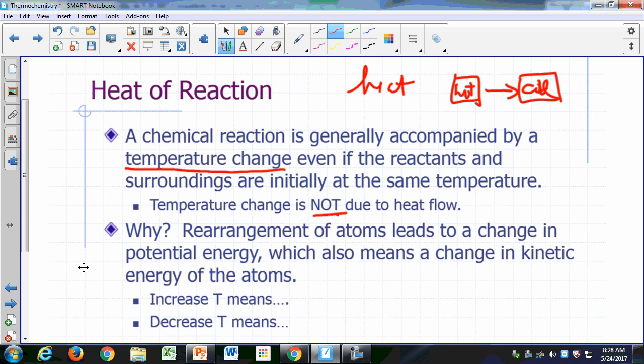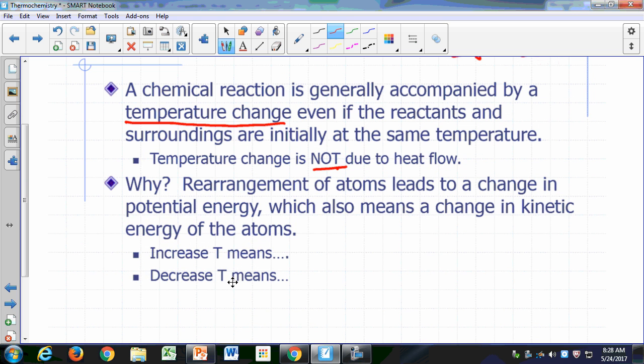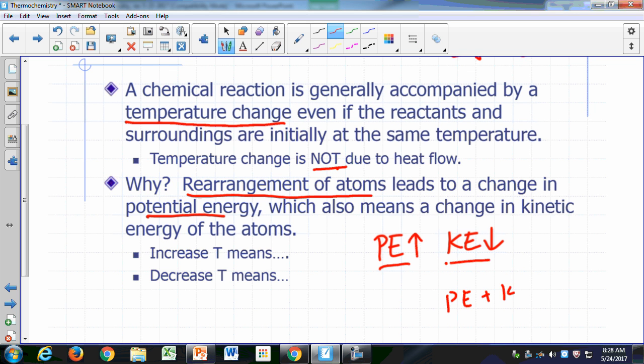So what's happening there? Well, during a chemical reaction, you're going to have rearrangement of atoms, okay? And that leads to a change in potential energy. Now, if you imagine that system as isolated for the moment, at the instant the reaction occurred, let's say you have a fast reaction, then when the potential energy increases, that means the kinetic energy of the atoms in the resulting products would be lower than it was before. So an increase in potential energy means a decrease in kinetic energy. Remember, potential energy plus kinetic energy must be a constant for an isolated system.